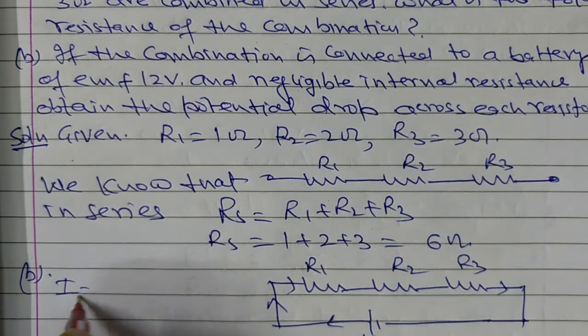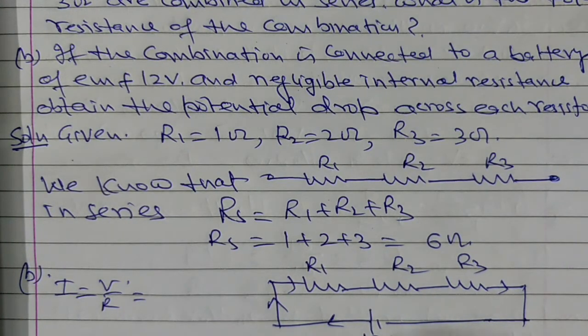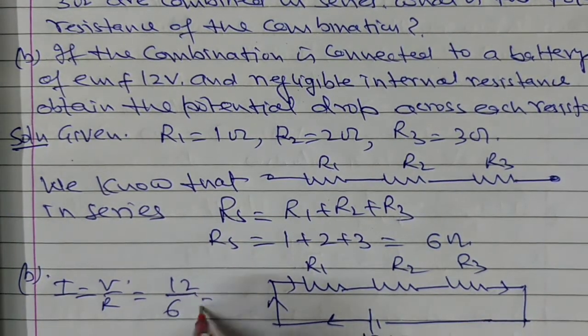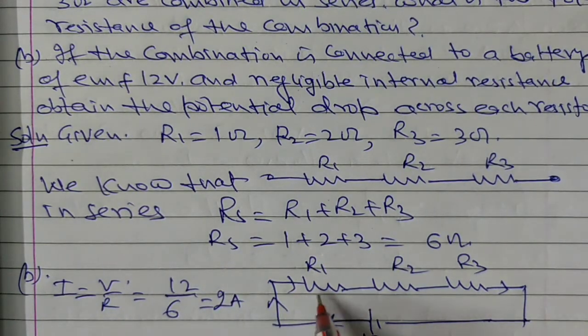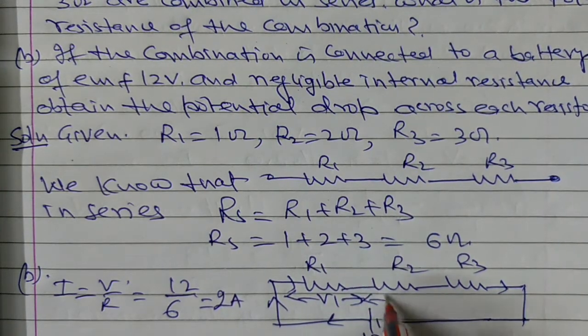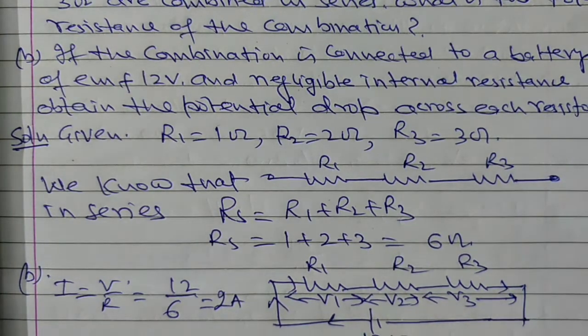This current I is equal to V upon R, this total potential difference applied upon the total resistance of the circuit, and V is equal to 12 and resistance is 6 ohm. This is 2 ampere. Now we need the potential drop across each. Let this be V1, this V2 and this V3.